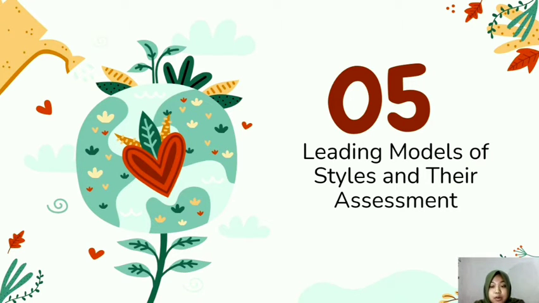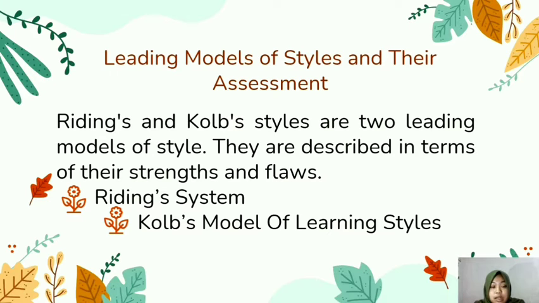Next, leading models of style and their assessment. Riding and Kolb's styles are two leading models of style. They are described in terms of their strengths and flaws. The first, Riding's system. Richard Riding has been a major proponent of cognitive style research. There are two cognitive style systems.